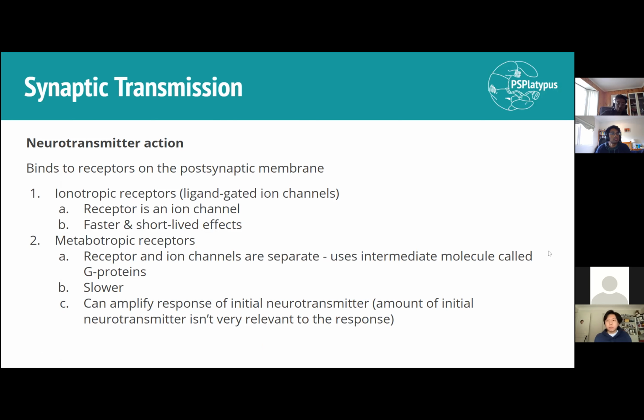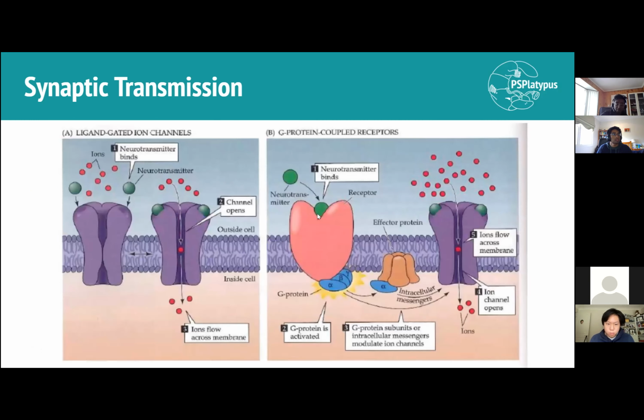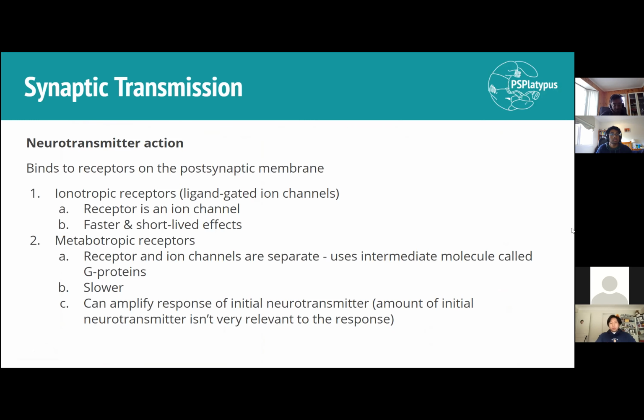Ionotropic is a ligand-gated ion channel. What this means is the receptor itself is actually an ion channel. Ligand means a small substance, gate. What basically happens is when the neurotransmitter binds to this receptor, the channel is going to open and ions are going to move through. The neurotransmitter acts as a key to this lock, and it allows ion flow through. As ions flow through, depending on what the ion is, it's going to have an excitatory or inhibitory effect on production of adjacent action potentials.